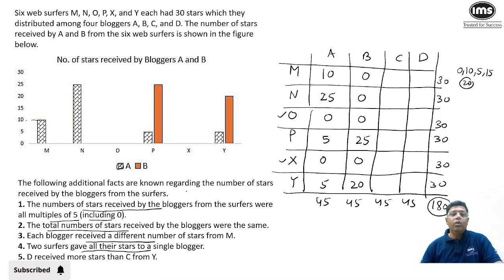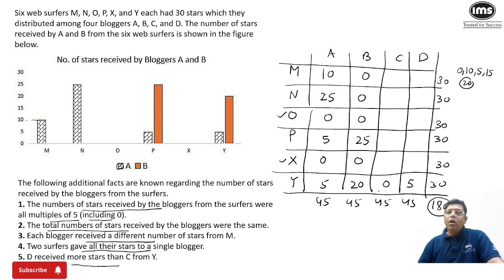Now let's go further. D received more stars than C from Y. Now Y has to give only 5 more stars because they have already given 25 to A and B together, so 5. And since D got more, D will get 5 and Y will get 0. Now it says that O and X, those are the 2 surfers who gave all 30 points to one blogger.